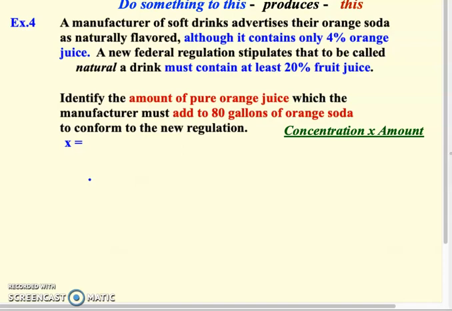So basically the manufacturer has got their product labeled naturally flavored, but it only contains 4% juice. Now there's a regulation that says in order for you to have that labeling, you got to be 20%. So their package is mislabeled. So they got kind of a couple things they can do.